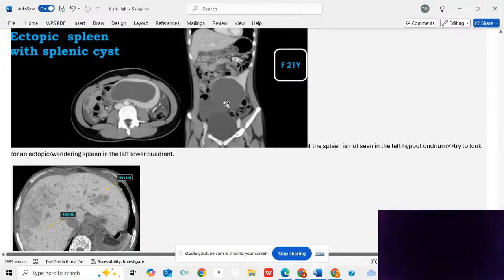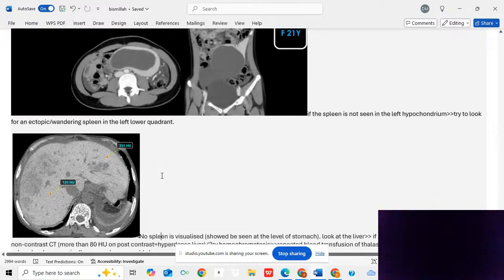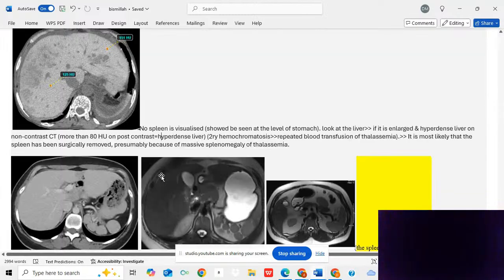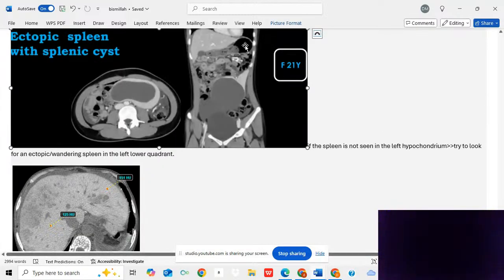But there's something here. This is the splenic cyst. This is the characteristic appearance of the splenic cyst. I just want your eye to be familiar with the appearance of the splenic cyst. This is the spleen, this is the splenic cyst. So we checked the spleen, we couldn't find any splenic tissue, but we found it here. This is wandering spleen, wandering or ectopic spleen.